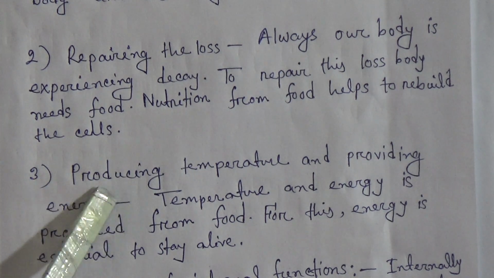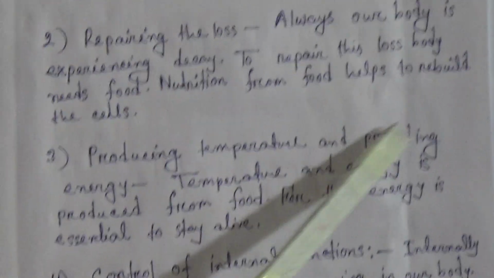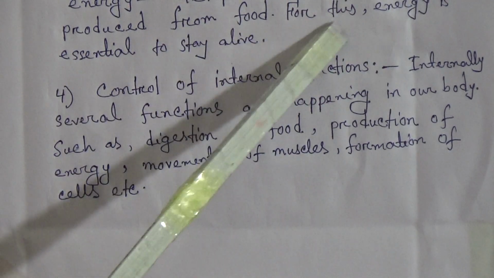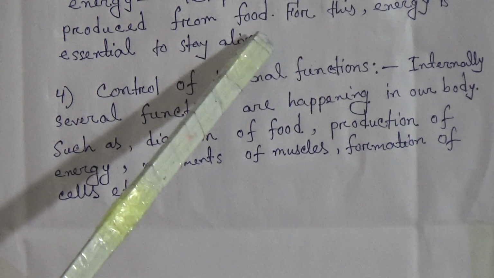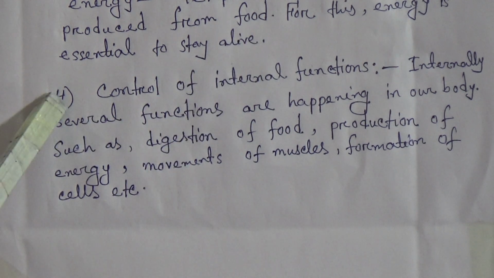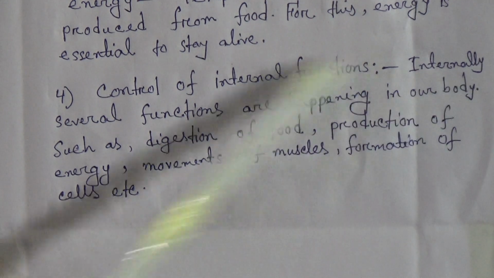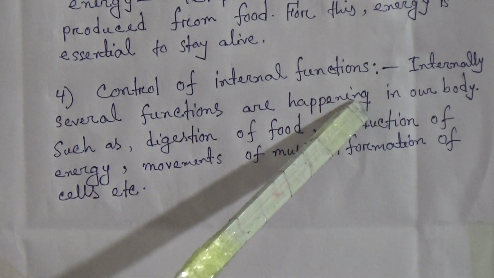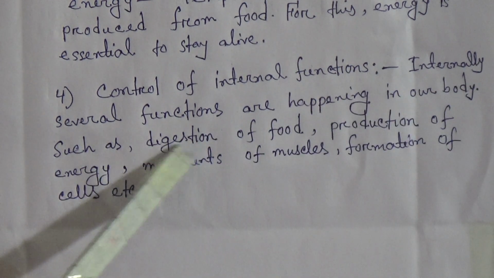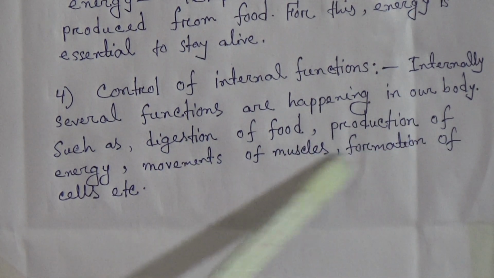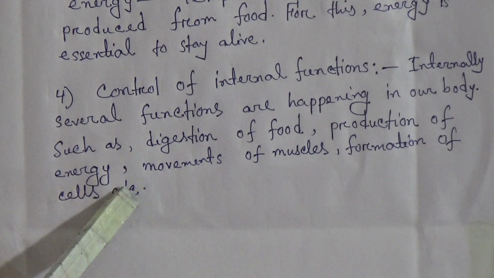Number 3, producing temperature and providing energy. Temperature and energy are produced from food. Energy is essential to stay alive. Number 4, control of internal functions. Internally, several functions are happening in our body, such as the digestion of food, production of energy, movements of muscles, and formation of cells, etc.